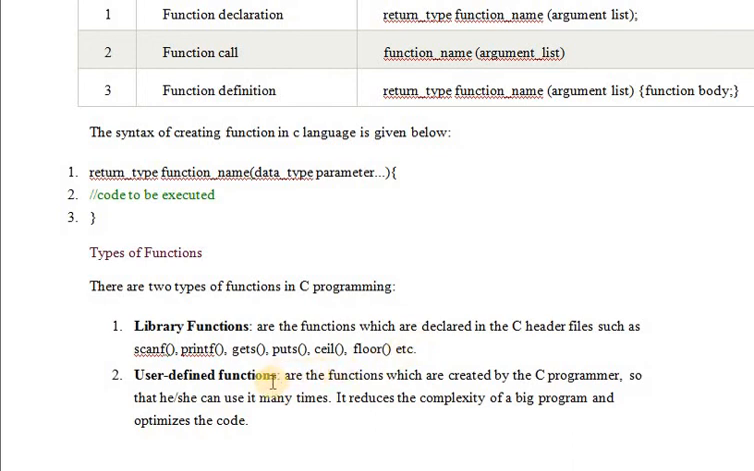Now we will see the user defined functions. What are user defined functions? They are the functions which are created by the C programmer so that he or she can use them many times. It reduces the complexity of the big program and optimizes the code. How will we declare the user defined function? This is how we declare it: return type, function name and argument list. This is how we are going to create user defined functions.